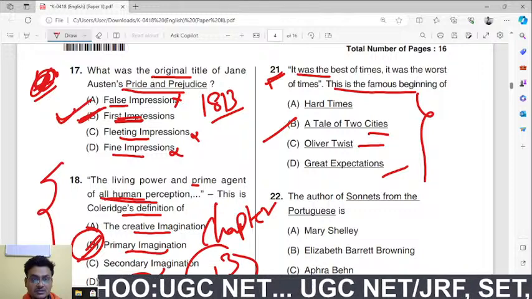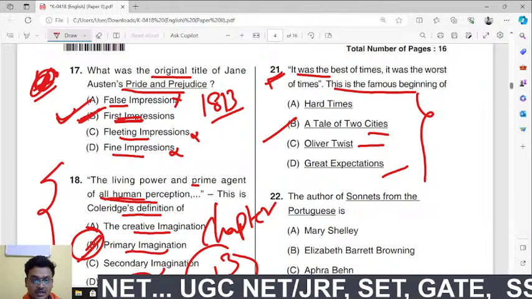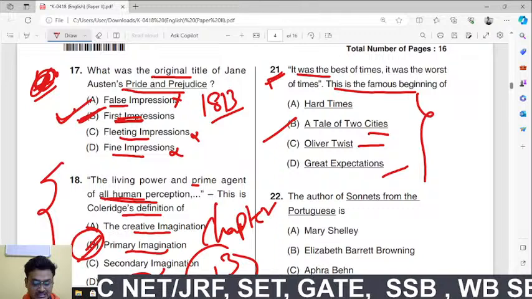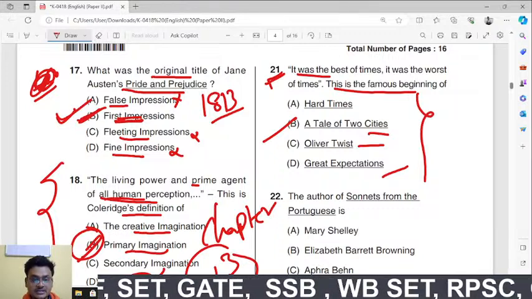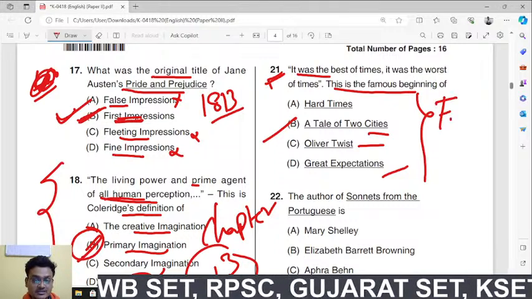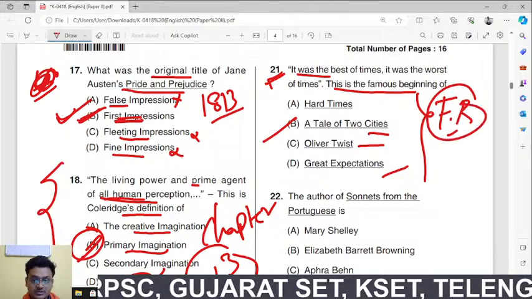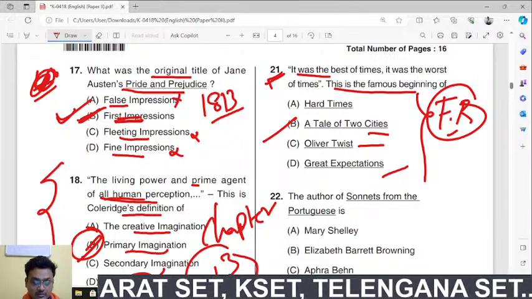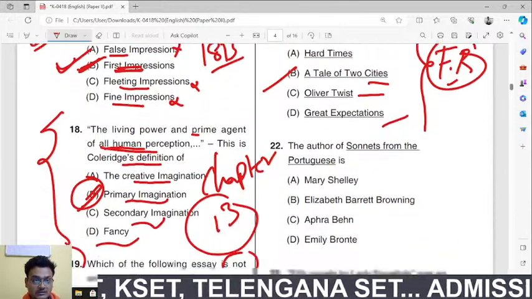It was the best of times, it was the worst of times. This is the famous beginning of A Tale of Two Cities, where two cities, London and Paris, are mentioned, and its background is the French Revolution. Dr. Manette is one of the characters.